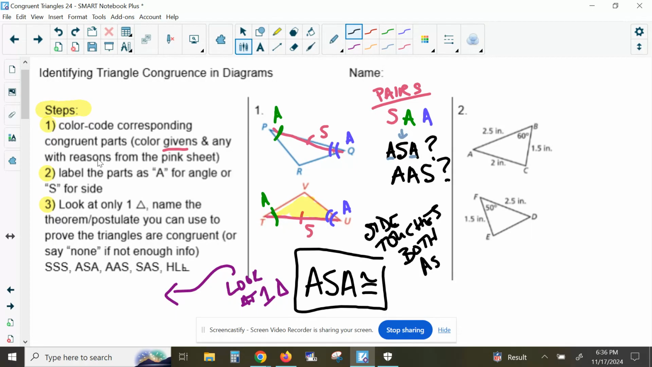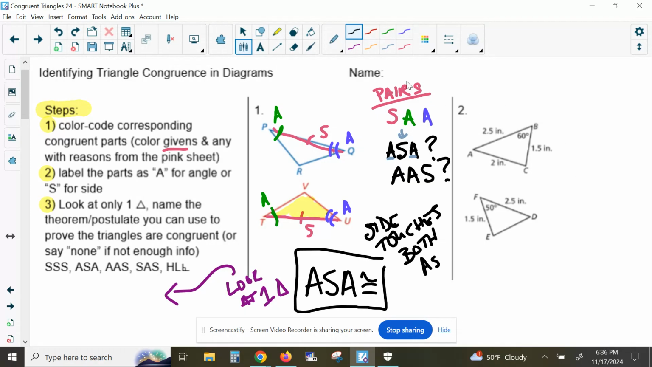So we color coded, we labeled the A's and S's, and now we tried to decide if any of these theorems or postulates worked. And remember, you have notes in your notebook also if you didn't know about the touching. Now, remember, if we would have picked AAS, then that meant this pink side was only touching one of the A's, like only touching this one, but maybe like this one was up here, and so then we would have AAS.